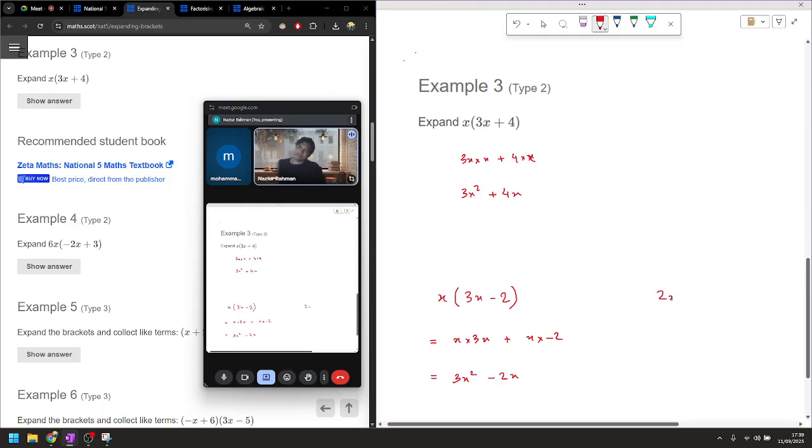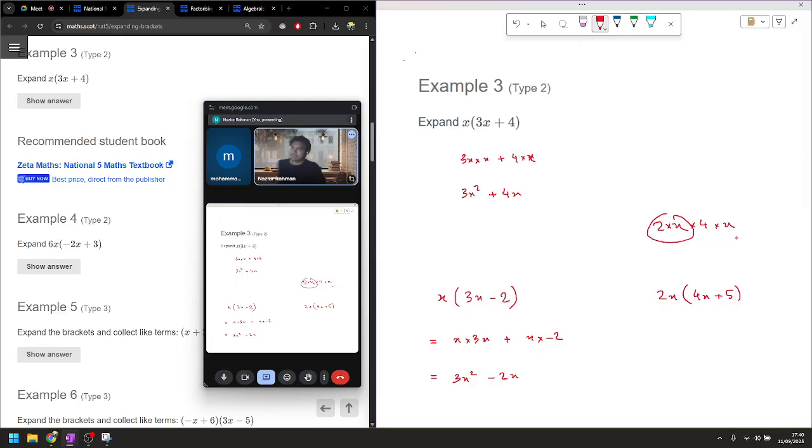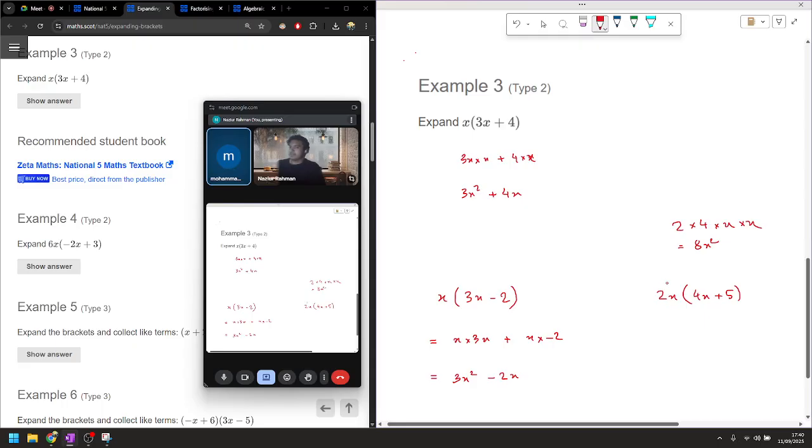So what if you have 2x times 4x plus 5? Well, then I can say I have 2x times 4x. So that's 2 times x times 4 times x. That's the 2x, and that's the 4x. So I can just rearrange this. I can make that 2 times 4 times x times x. So that becomes 8, and then these two become x squared. So that's the answer. That times that is 8x squared.